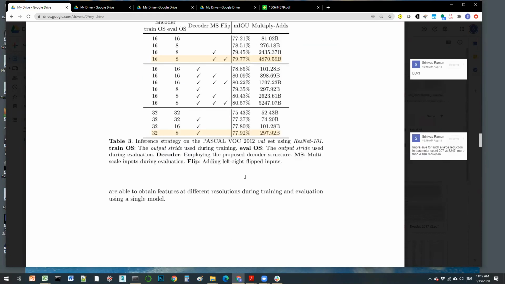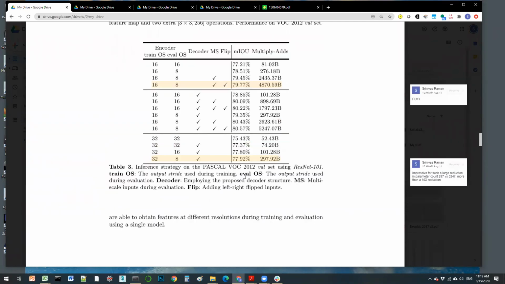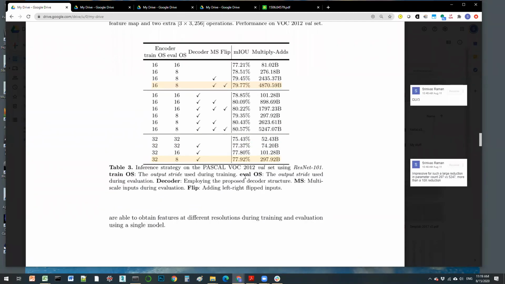I have a question there, actually, since you bring that up. Why is the multiply adds increasing? I mean, is the MS and flip playing a role, or is it just because your train OS and eval OS are like that? Because I don't imagine they would calculate multiply adds for each and every flip, right? Which basically means twice the number of multiply adds. The flipping is augmentation, so I would, correct, no. Same with multi-scale also.